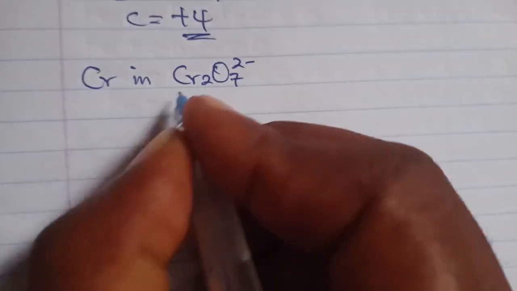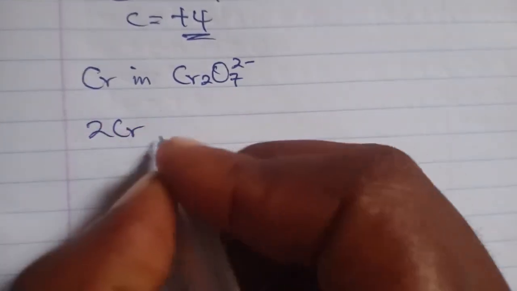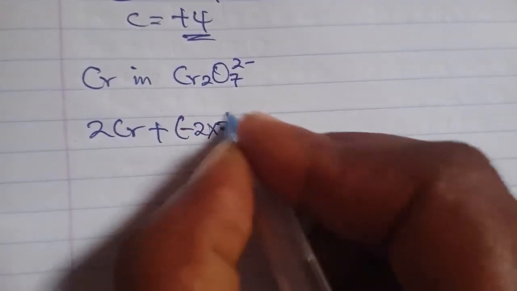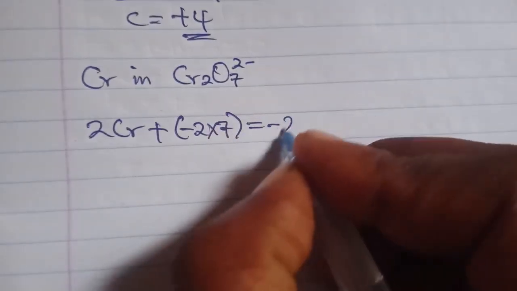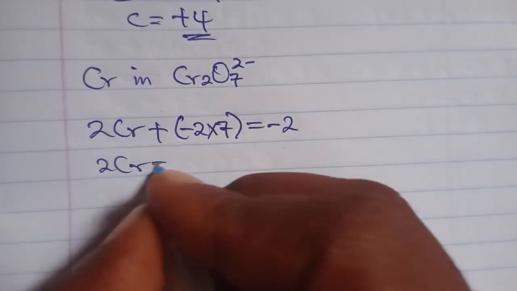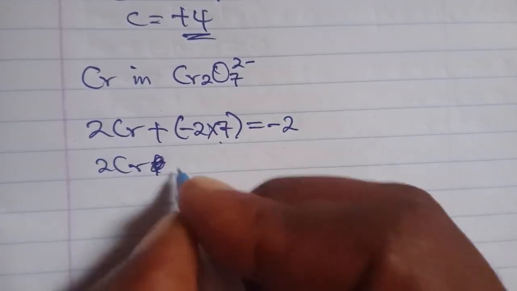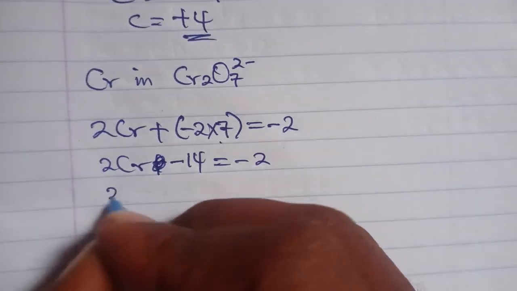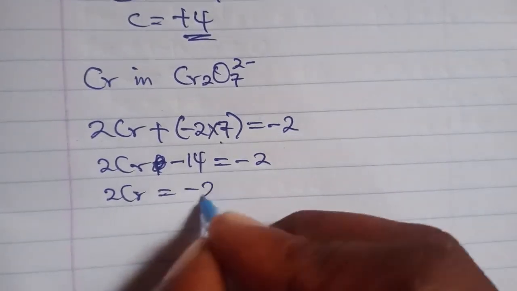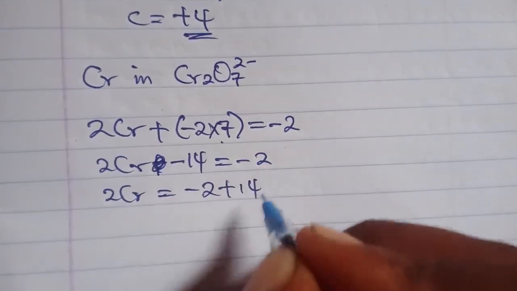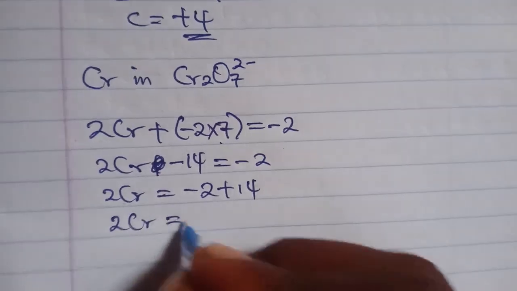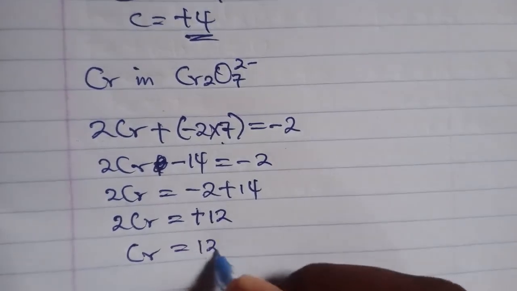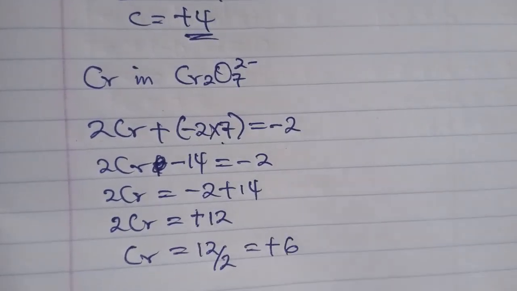So we can have 2 times that of chromium plus oxygen, which is negative 2 times 7, equal to the total charge, which is negative 2. So 2 chromium plus negative 14 equal to negative 2. Therefore, 2 chromium will be equal to negative 2 plus 14. Therefore, 2 chromium equal to plus 12, and so chromium becomes 12 divided by 2, which is plus 6.